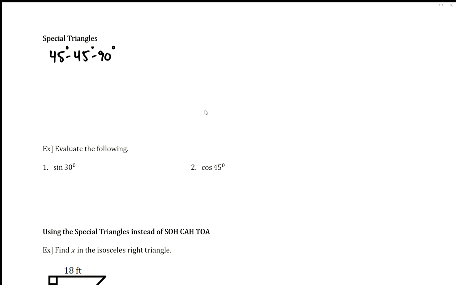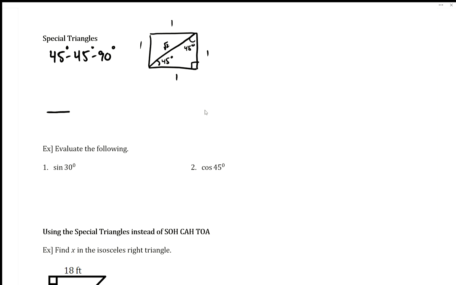And so it comes from a square with sides that are all 1. And if we cut this square in half diagonally, we could do Pythagorean's theorem to get this hypotenuse, which would be square root of 2. And then we know if we cut a square diagonally that our angles would be 45 and 45.